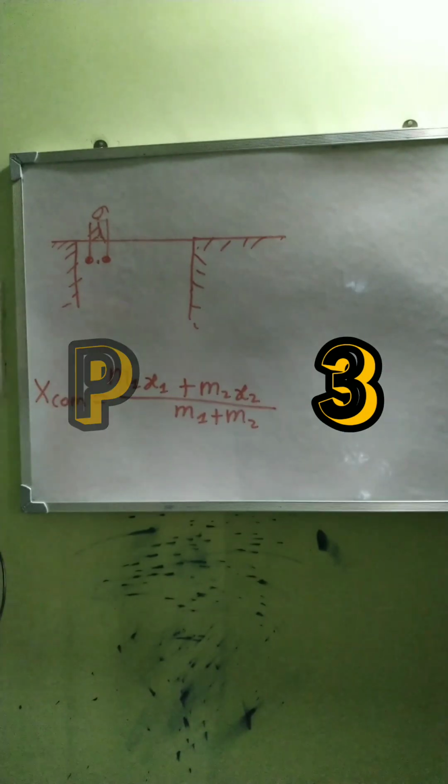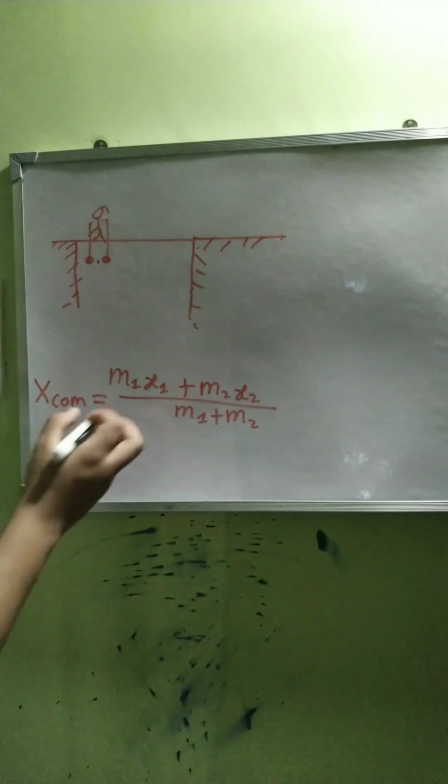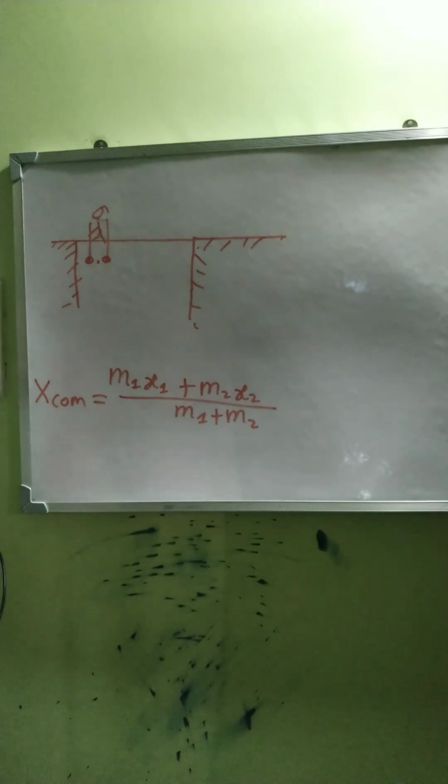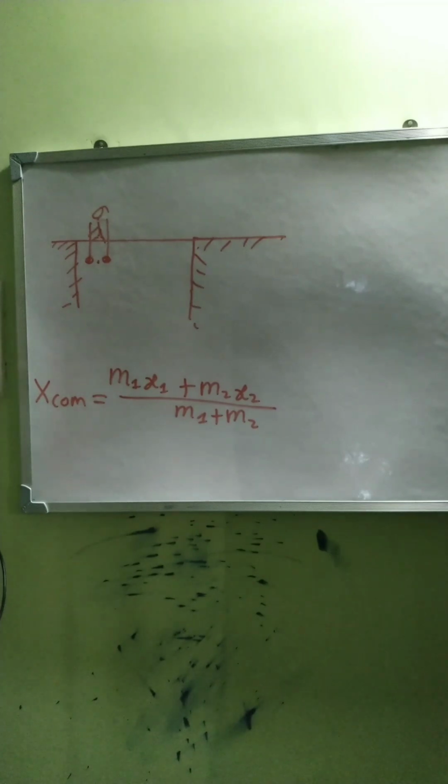plus m2 x2 divided by m1 plus m2. Here m1 is the mass of any of the bodies. Suppose here, as it is a two body problem, I am dealing with two bodies, that is the central mass of these masses and the mass of this man. So I am dealing with two masses.